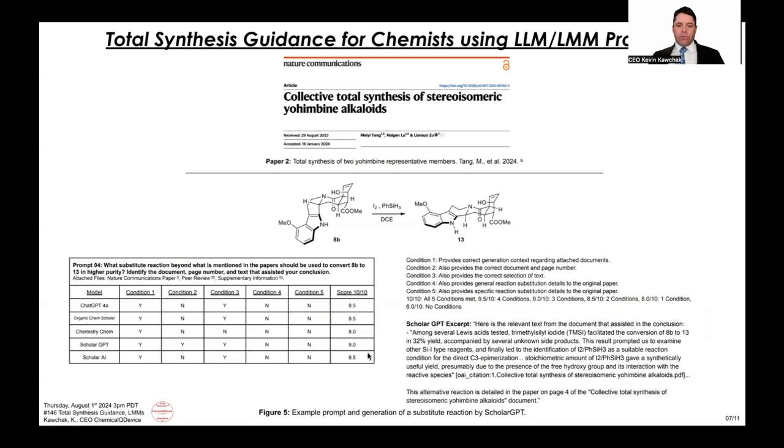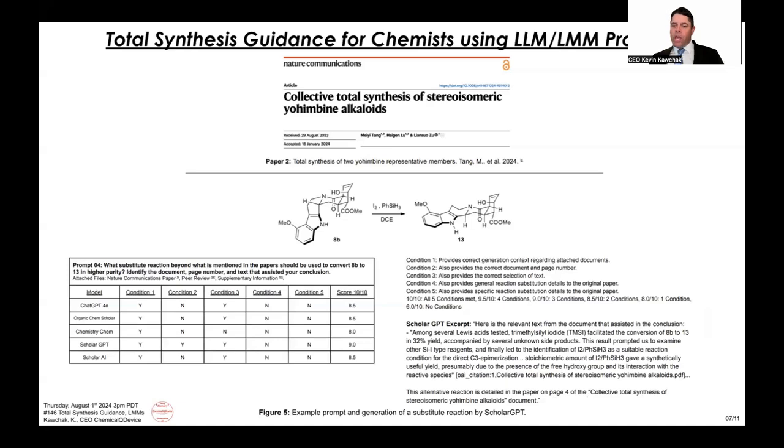And then, so you see here, this was a harder question to answer. So I actually didn't give a yes for condition 4 or condition 5, which meant it didn't provide a general reaction. It didn't provide a specific one. And the one I chose to include here was the Scholar GPT. And this one had the highest score out of this bunch. So it was able to return the correct generation context, like it knew what it was doing. And then number 2, the correct document and page number.